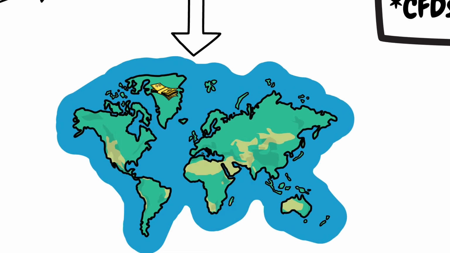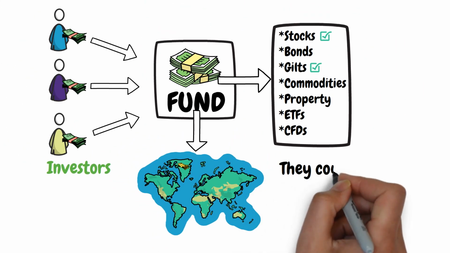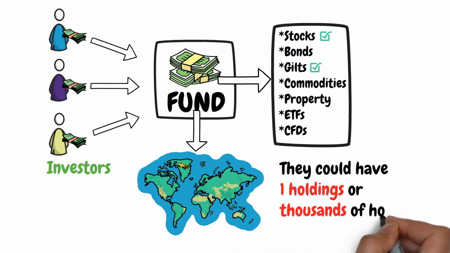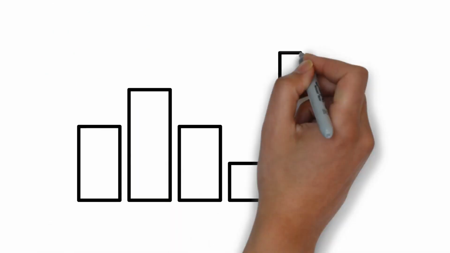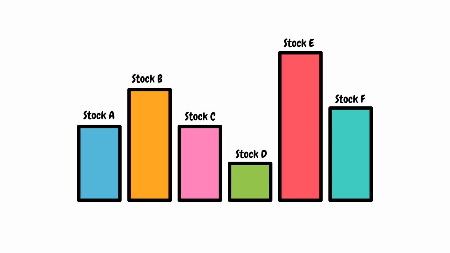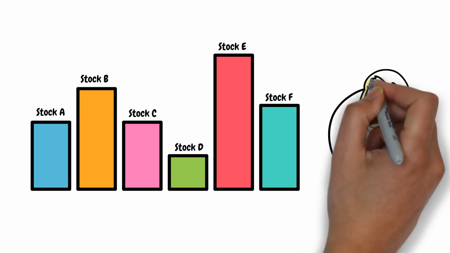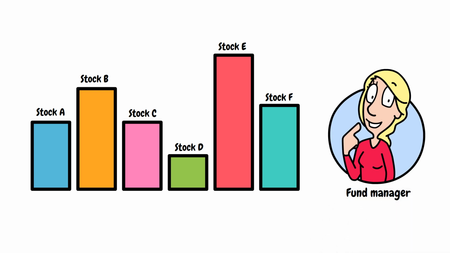A fund is not limited to the number of holdings within the fund. They could have one holding or thousands of holdings. All funds will have stock weightings within the fund. This shows what percentage of investors' money is put into a particular investment. Not all weightings are the same. It's at the fund manager's discretion.